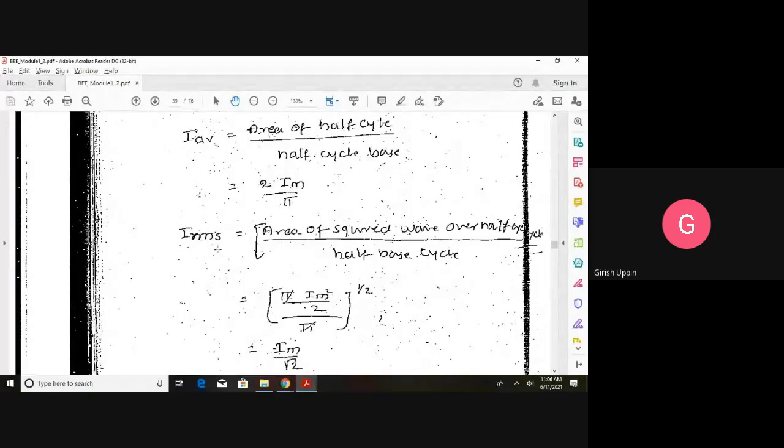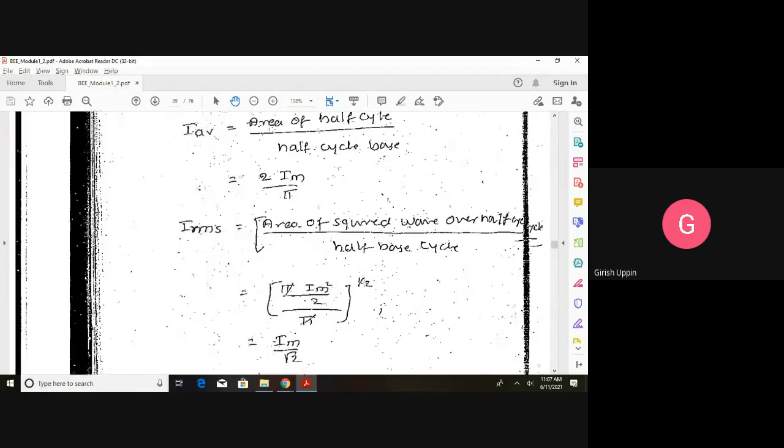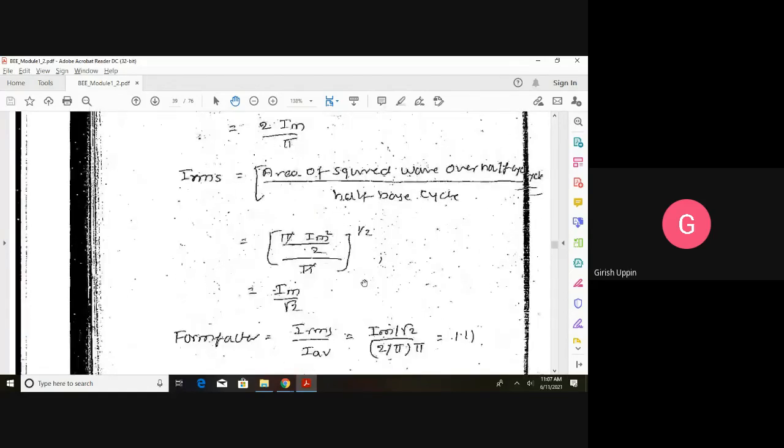Again, RMS value is the square root of the area of the squared wave over half cycle divided by half cycle base. Why are we taking half cycle base? The squared wave would be exactly the same for both the half cycles. And already we know the area. It is Im square pi by 2, divided by half cycle time base pi. What remains is Im square divided by 2, and this whole thing comes under the square root. Therefore we get the RMS value Im by root 2.